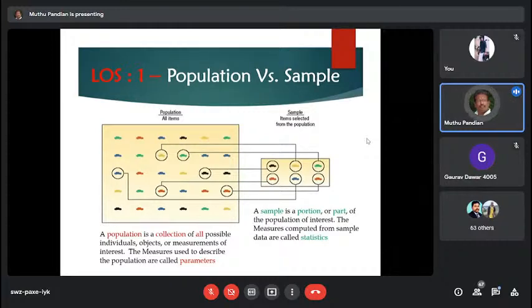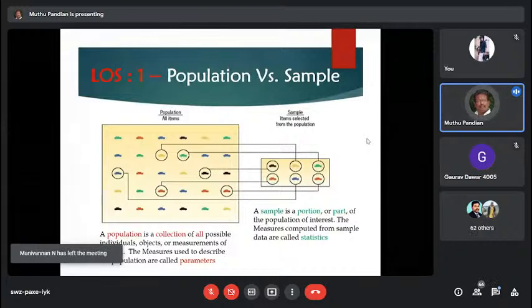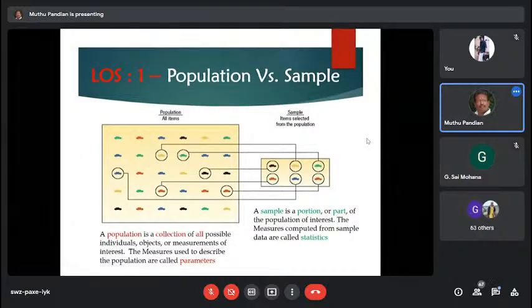If you are describing the population, it is called a parameter. If you are describing the sample, it is called a statistic. Here you should understand what is meant by description. Description means you have to explain how it is. For example, many of you may have seen my photo.